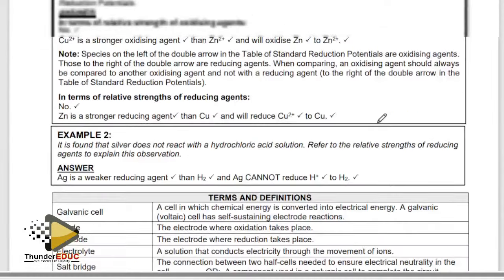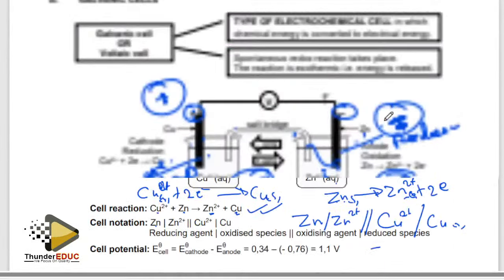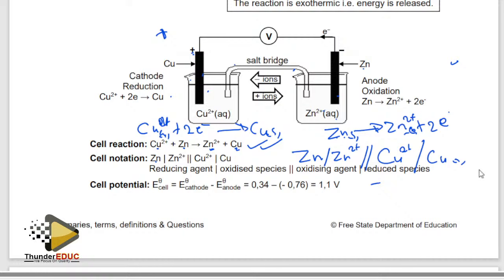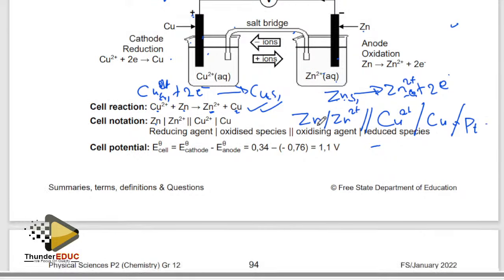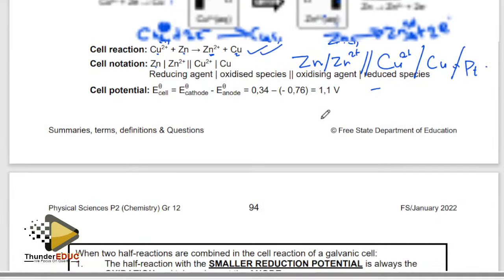It means that if it was a gas, for example, if this was gas copper, then I have to put this in brackets like that, or I just have to slash it, and then I put, for example, if it is platinum, I slash and say platinum, which shows that this one is reacting. For example, if this was hydrogen ions, then hydrogen gas, and then platinum, you see. That's how you can do the cell notation.